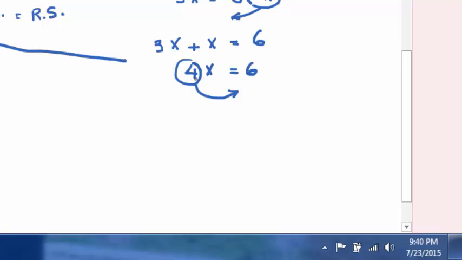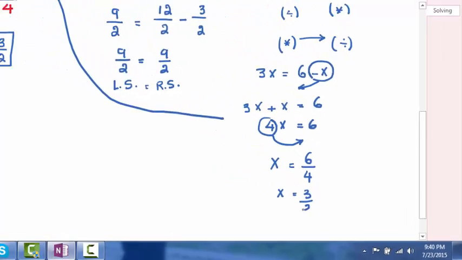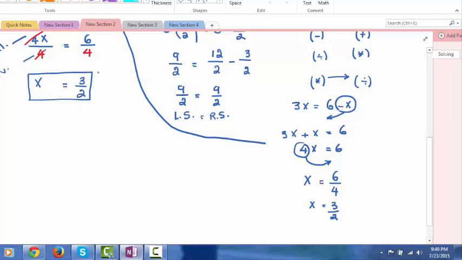The 4 will say, I am multiplied to the x. So you are multiplication. We said you have to switch to division. So if you want to go to the other side, you become a division. x equals 3 over 2, and this was exactly like this step.